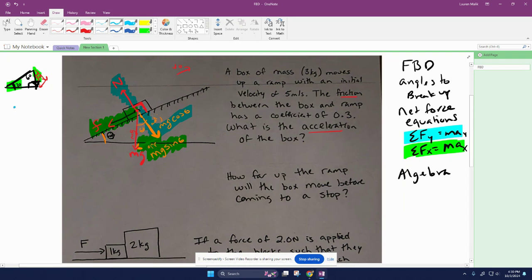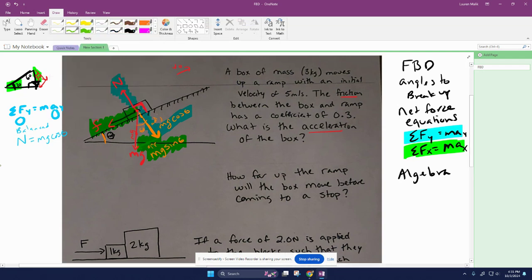Alright, so my net force in the y direction is equal to mass times acceleration. Is it accelerating in this direction? Is it leaving the ramp or falling into the ramp? The answer is no. So my acceleration is 0, meaning that there is no net force in the y direction. Okay? This tells me that my forces need to be balanced. So my normal force has to equal my gravitational force in that direction, or mg cosine theta.